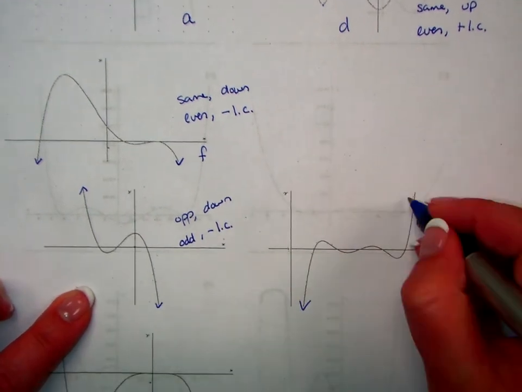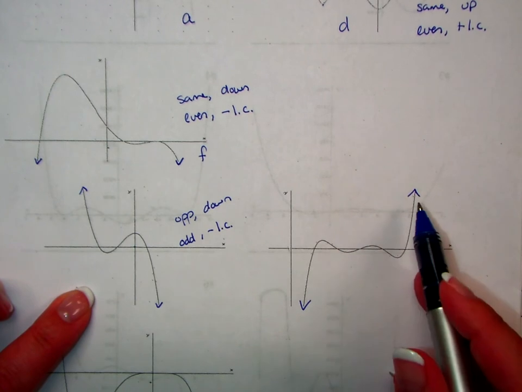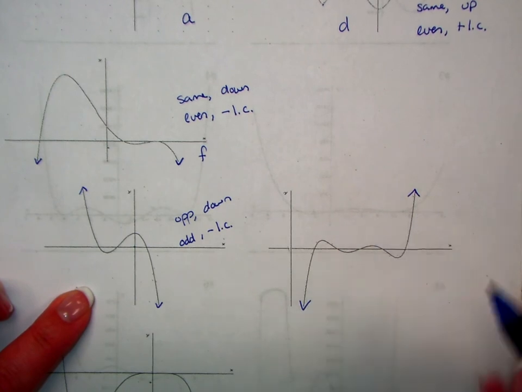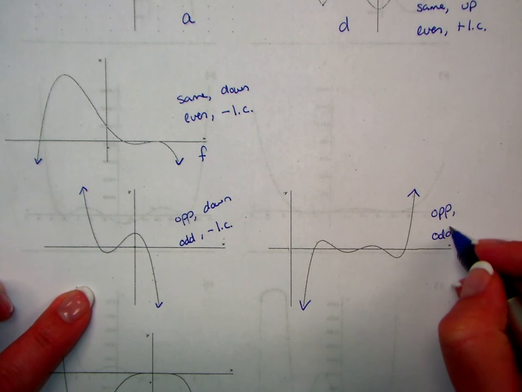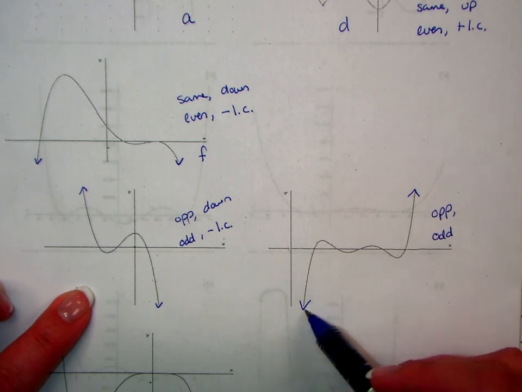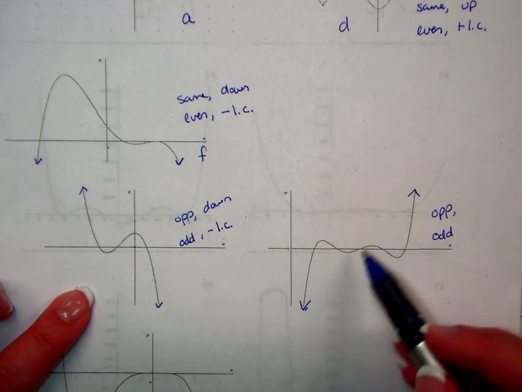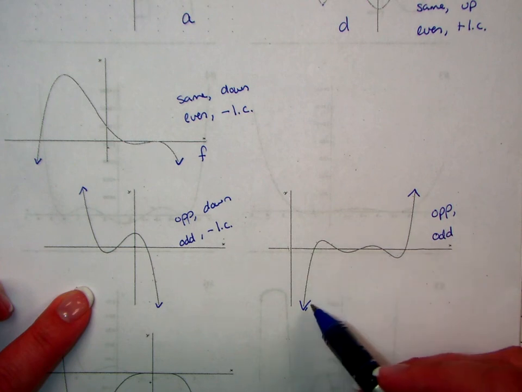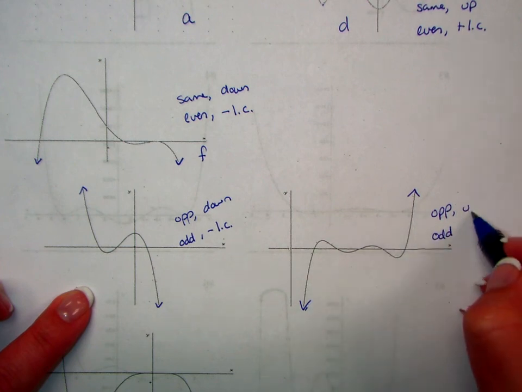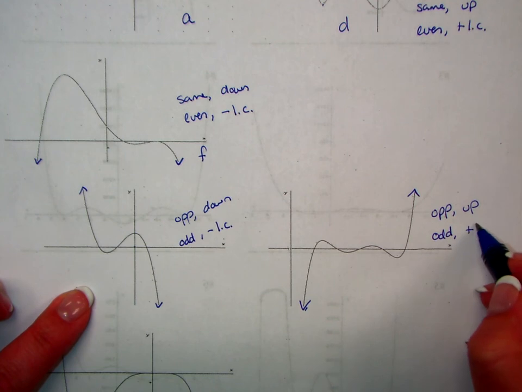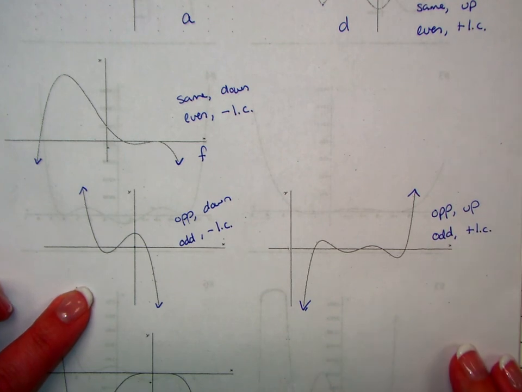The one next to it, the ends are opposite again. One's down, one's up. So if the ends are opposite, I know it's an odd polynomial. Now if I were to connect these arrows, I start down and end up. So when I connect the arrows, that line has a positive slope. So I'm going to say this is going up, and therefore it's a positive leading coefficient.